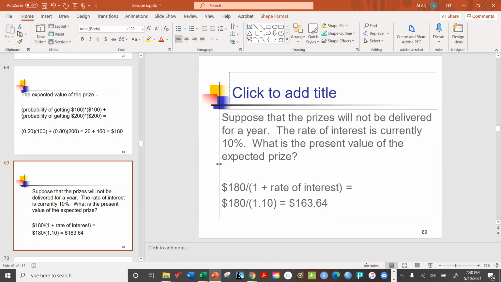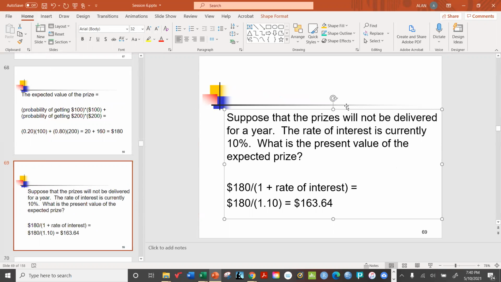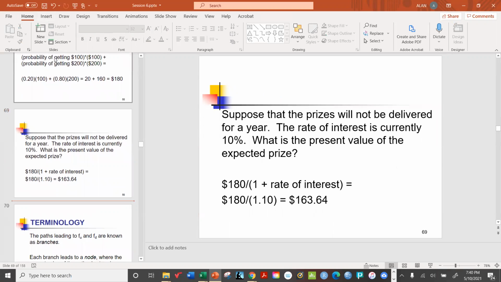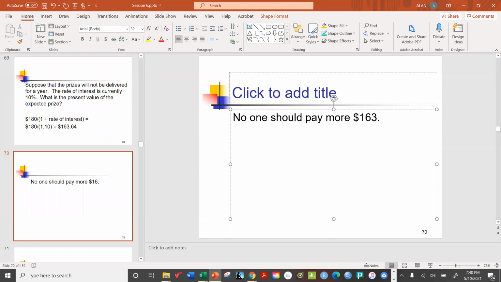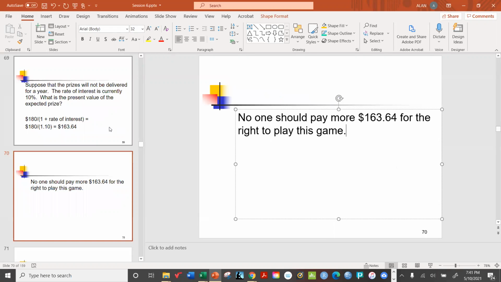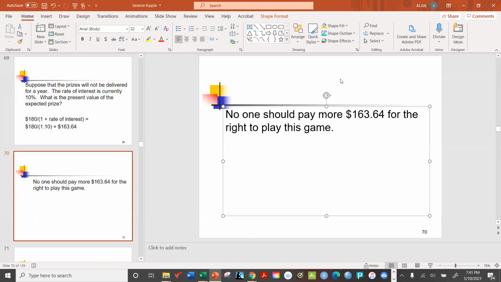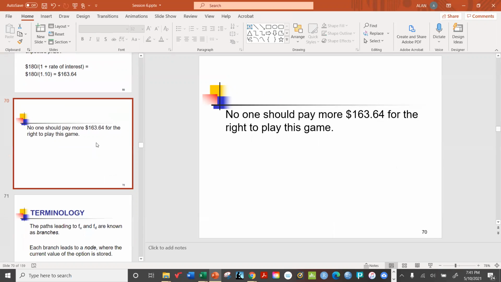Okay, now, therefore, if that's the case, then no one, in principle at least, should pay more than $163.64 for the right to play this game, because that's really what it's worth to us, $163.64. Now, why did I mention all this? Because the options will be priced in exactly the same way. So in other words, we can figure out what an option is worth by following the same approach.